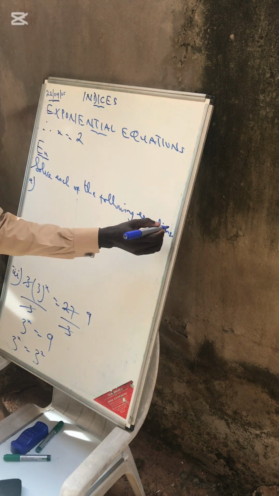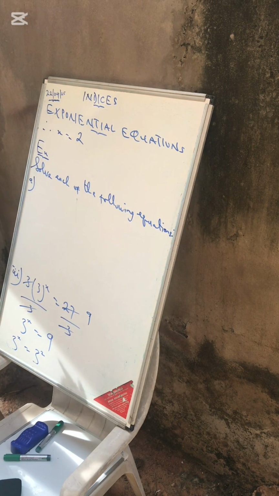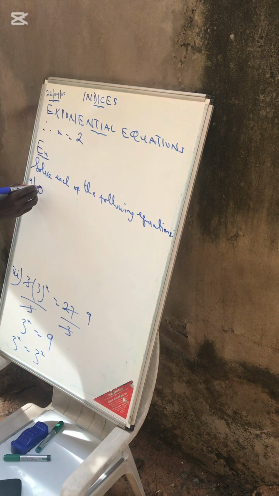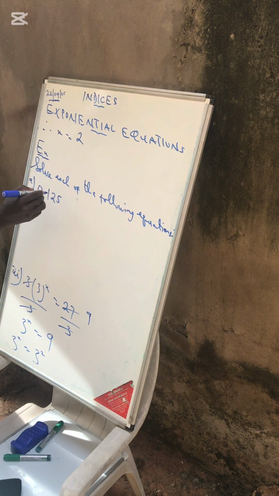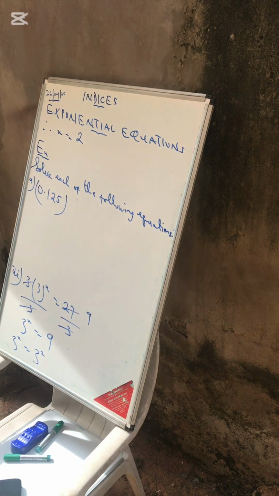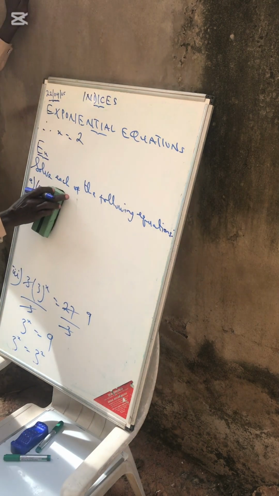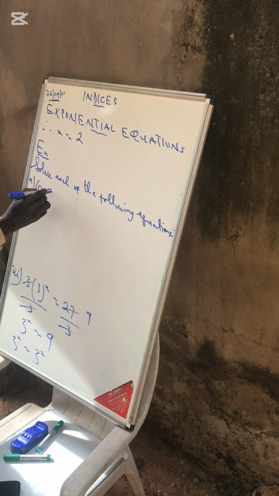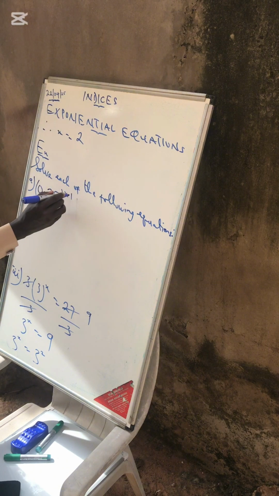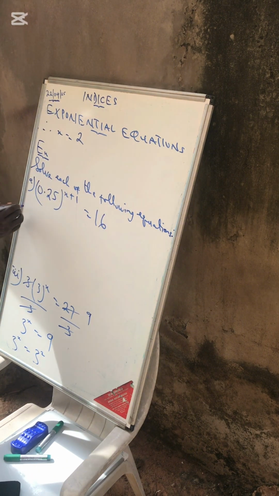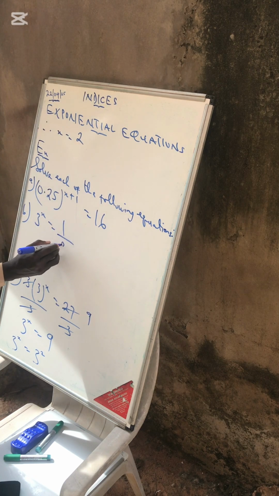A: 0.25 raised to power x plus 1 equals 16. And question B: 3 raised to power x equals 1 over 81.